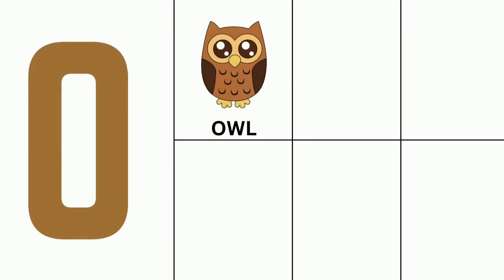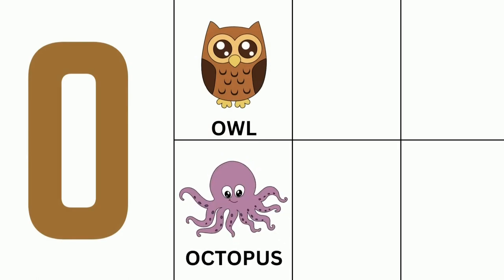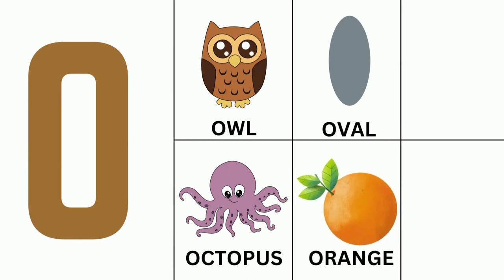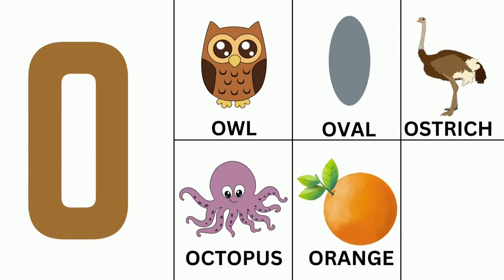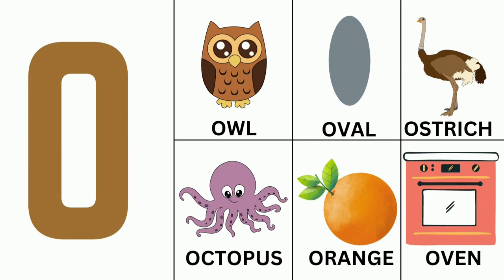O. Let's learn the words that start with O. O for owl. O for octopus. O for oval. O for orange. O for ostrich. O for oven.